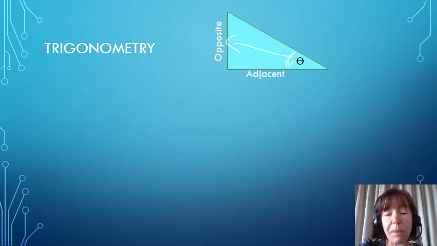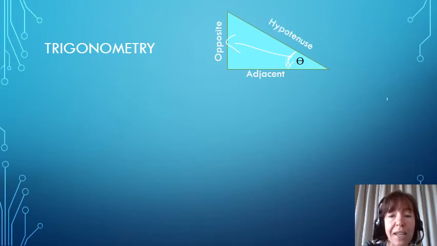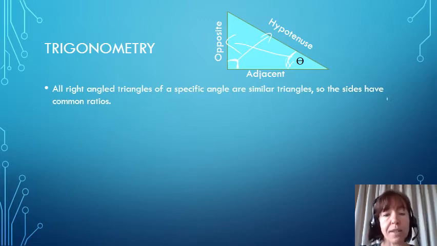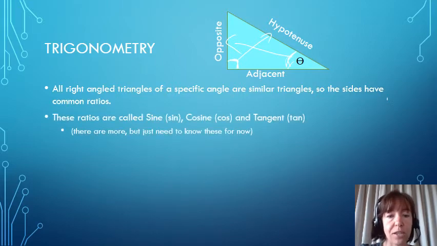So often people say attached. So adjacent or attached. Adjacent just means right next to. And my hypotenuse again is opposite the right angle that we've been given. And the hypotenuse is always the longest side. All right angle triangles of a specific angle are similar triangles. So if I had a triangle with an angle of 30 degrees, the sides are going to be the same ratios as a larger triangle with an angle of 30 degrees.